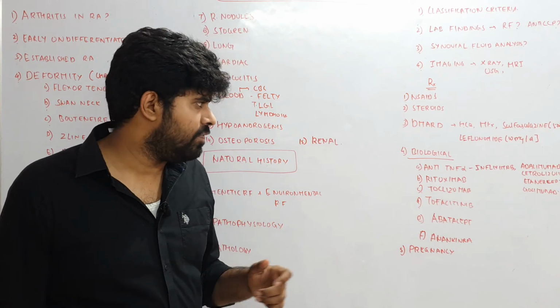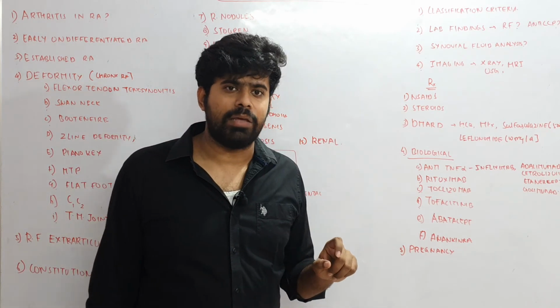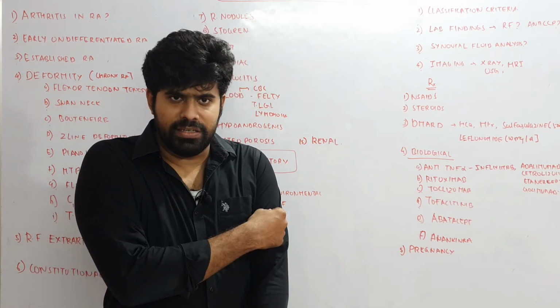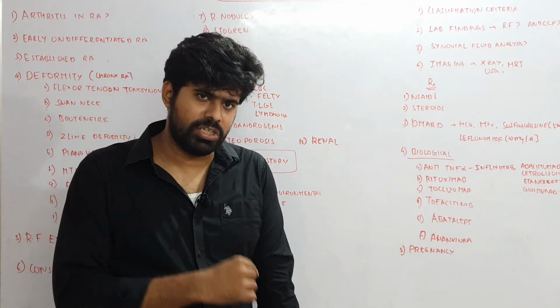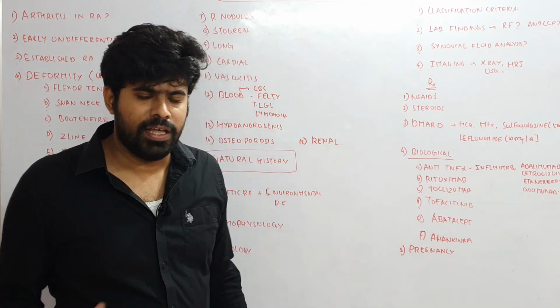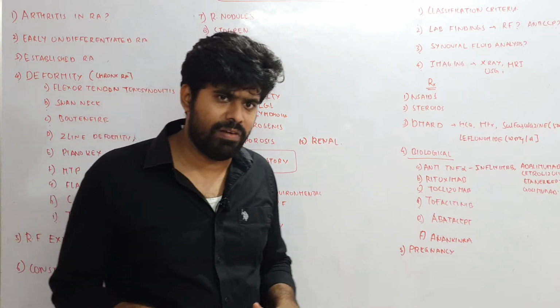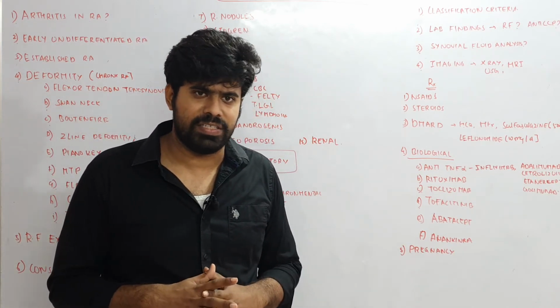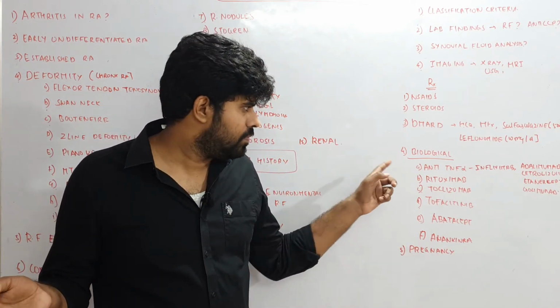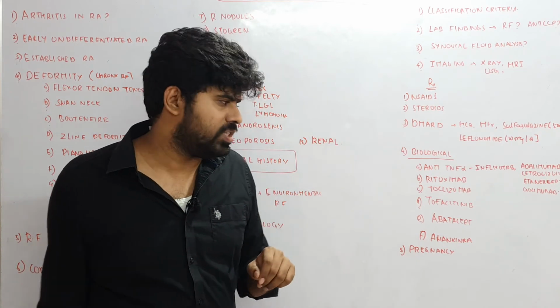the latent TB infection. You have to rule out latent TB infection by either PPD injection, purified protein derivative injection, or interferon gamma release assay. They should be done. If the patient is found to have latent TB infection, you have to go for INH prophylaxis for 9 months, and the anti-TNF alpha inhibitor should not be given in such patients.